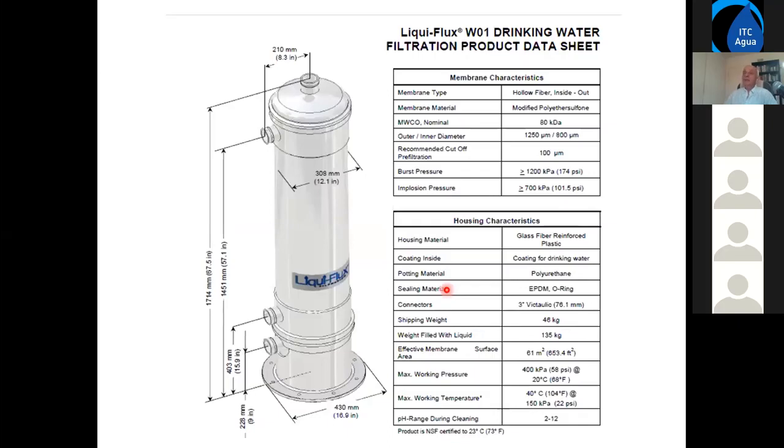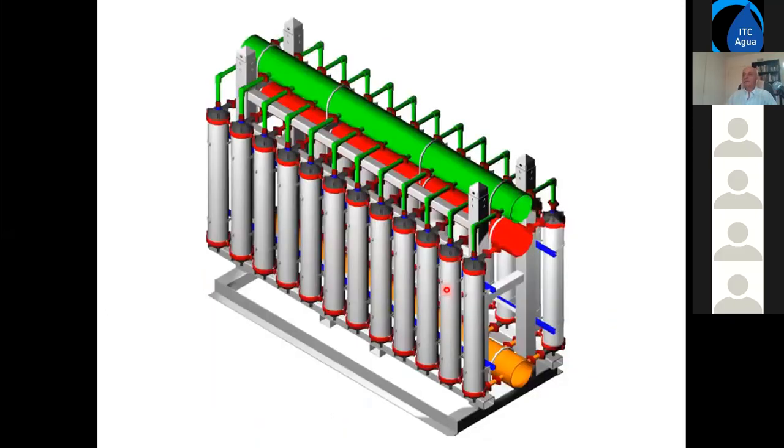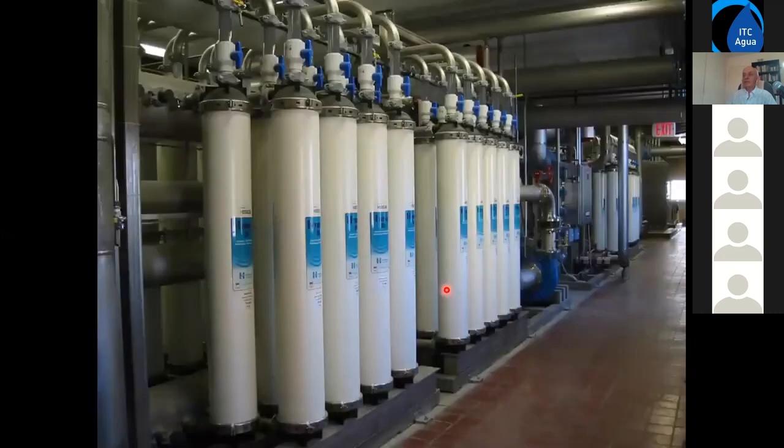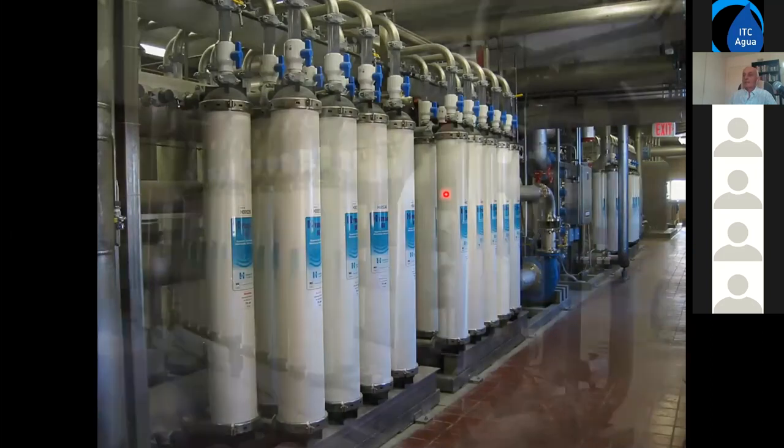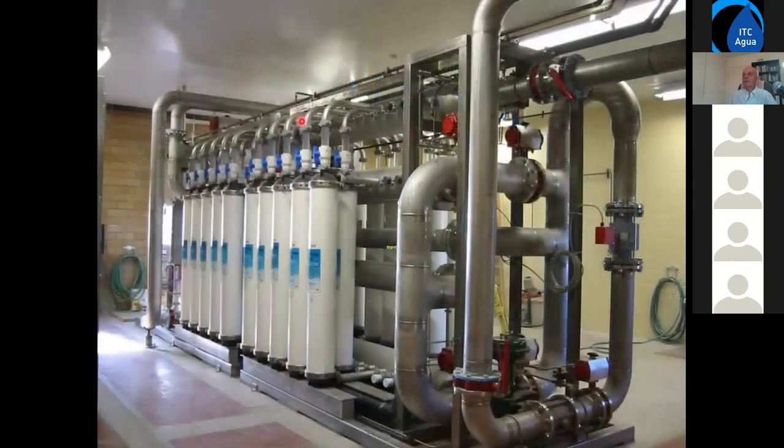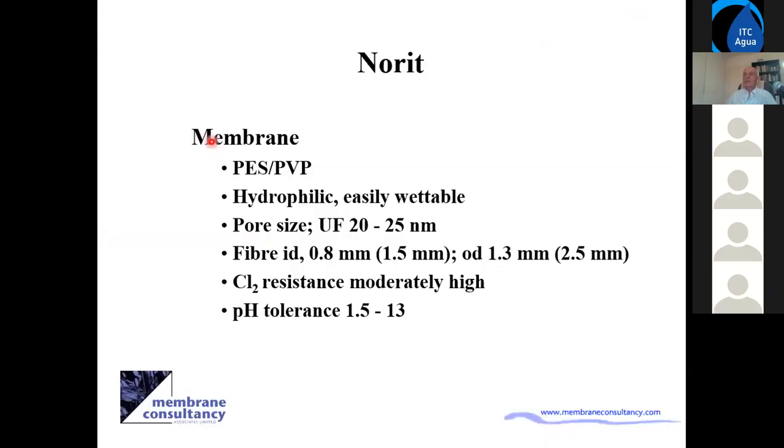This is a German company, Liquiflux. It's made of, I believe, polysulfone membrane. This is how the membrane frame looks. This is Hydranautics. You see, this is still the old approach, making all the metal parts and the metal piping. The Inge approach is much more cost effective than this one. You see how much metal is here. It's tremendously expensive.